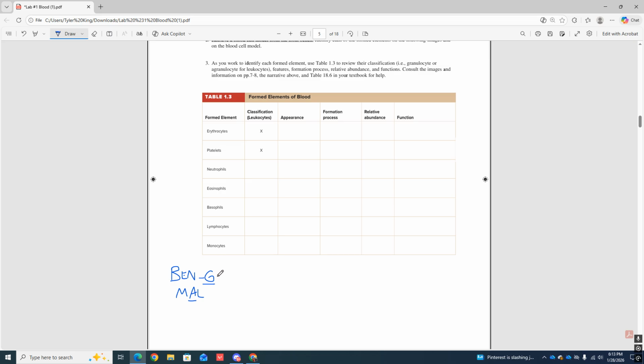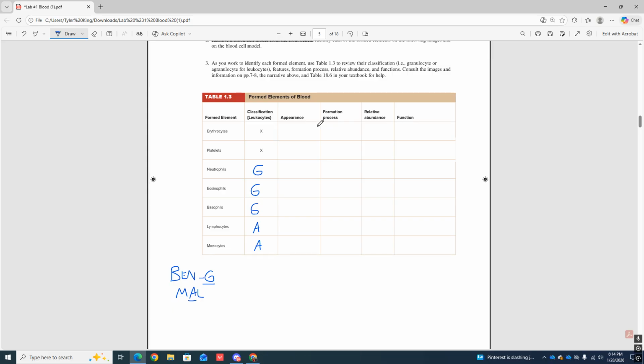So let's talk about the granulocytes. BEN, match it up here. B, basophil, so this one's going to be a granulocyte. E, eosinophil, granulocyte. N, neutrophil, granulocyte. Easy. Those three are right out of the way. That leaves the last ones then. So lymphocyte, monocyte, agranulocyte. So that's it. Very straightforward. If you know these mnemonics, you guys will be very fine. It's going to be very easy for that question. Ben-G, mol, boom, easy.